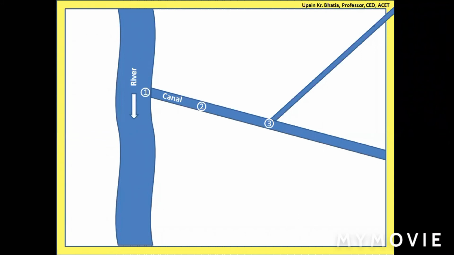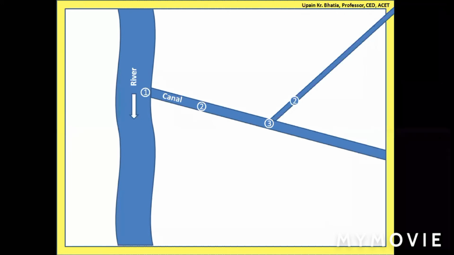This third location, you can see it is analogous to the first location. Here the water was being transferred from river to canal. Here it is being transferred from canal to canal. So it is within this parent canal, right upstream of this canal head regulator for this off-taking channel. Okay, so these three categories of silt control devices are provided.